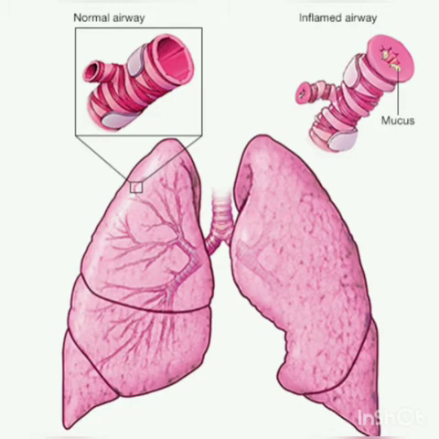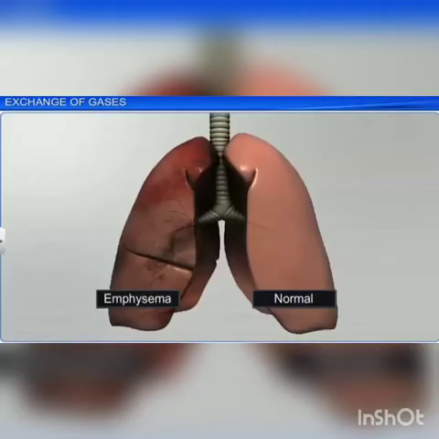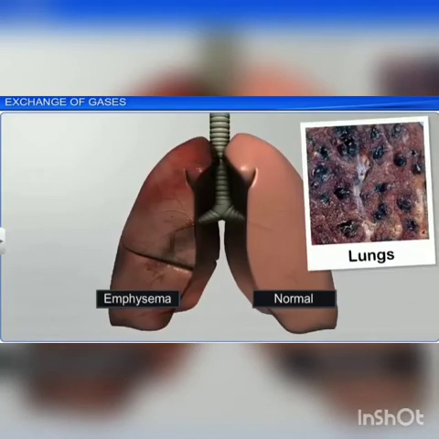Next is emphysema. What is emphysema? Widening of alveoli is called emphysema. Widening means the alveoli, which are small sac-like structures, expand. That is what is called widening.